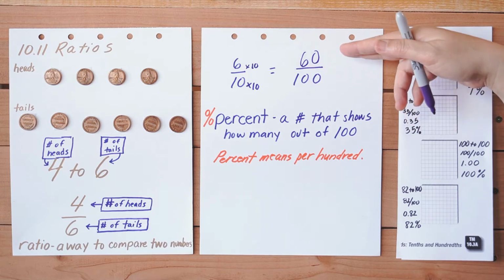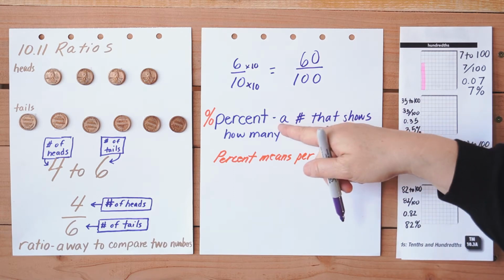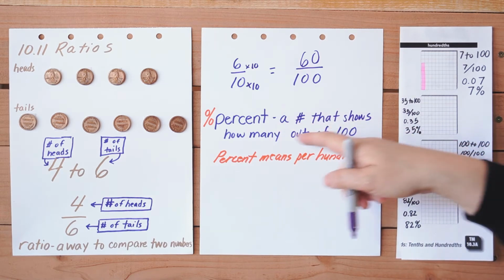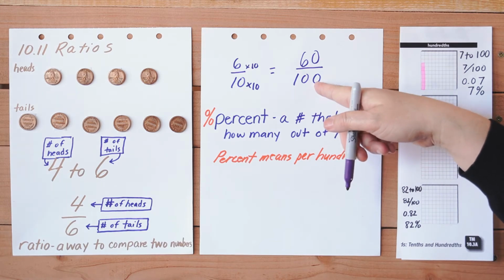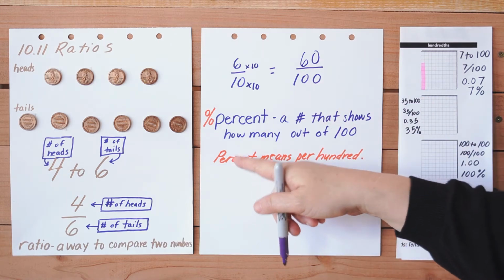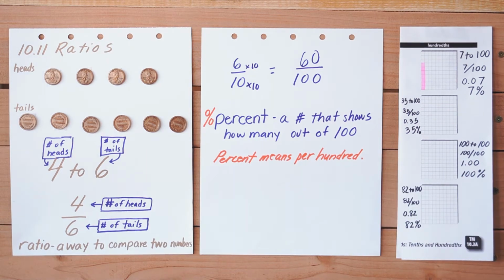So when it's over 100, we know that it's a percent. And a percent is a number that shows how many are out of 100. So anytime you see 100, you know that you can change it automatically into a percent. Percent means per 100.